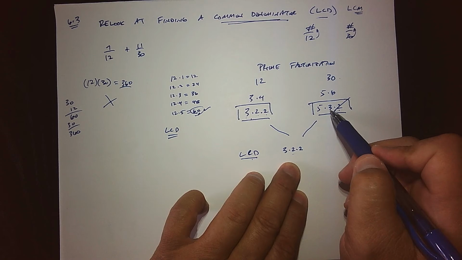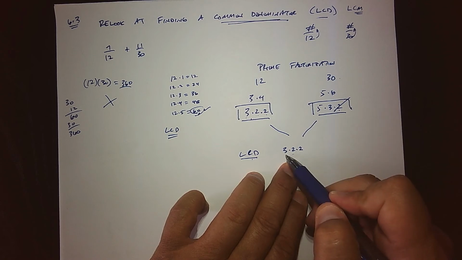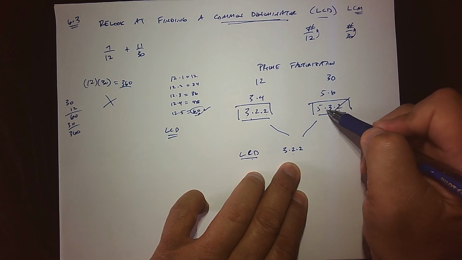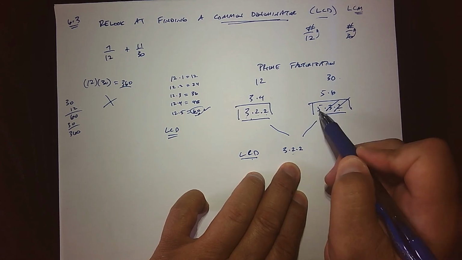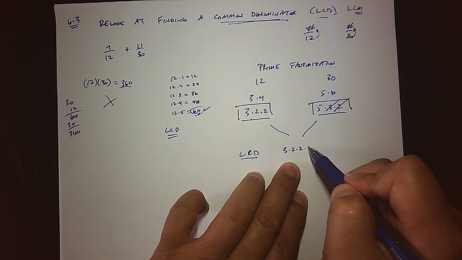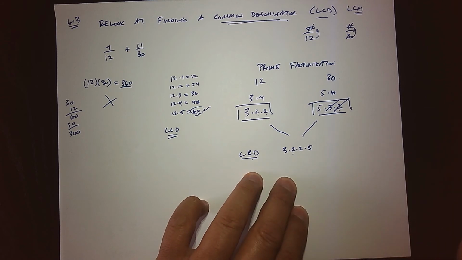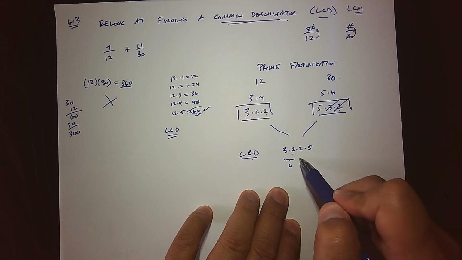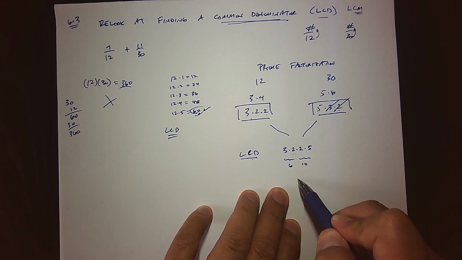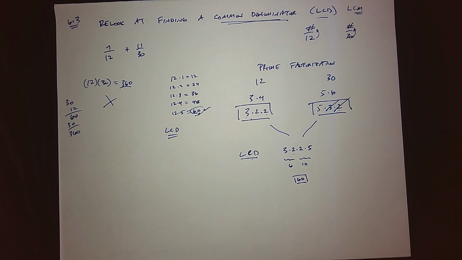Dad wants to offer a 3. But we already have a 3. Mom's already got him covered. So we don't need that 3. But one thing that dad has that mom doesn't have is that 5. So I need to tack on that 5. And lo and behold, when you multiply all this together, 3 times 2 is 6, 2 times 5 is 10, 6 times 10 is 60. And there is your LCD.